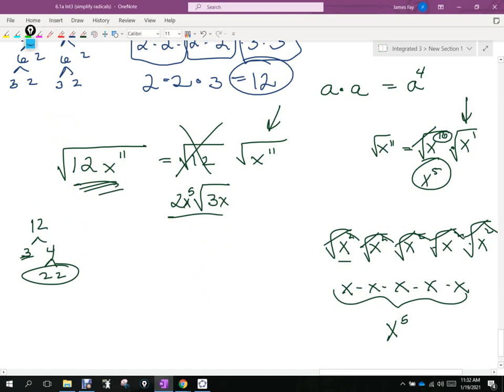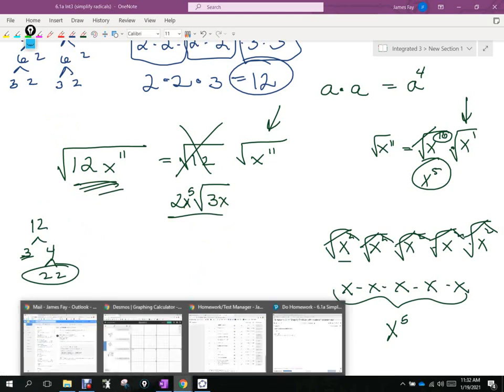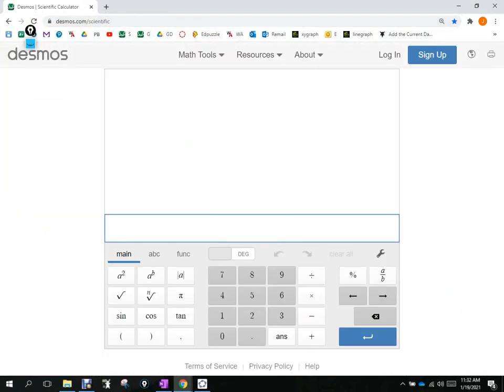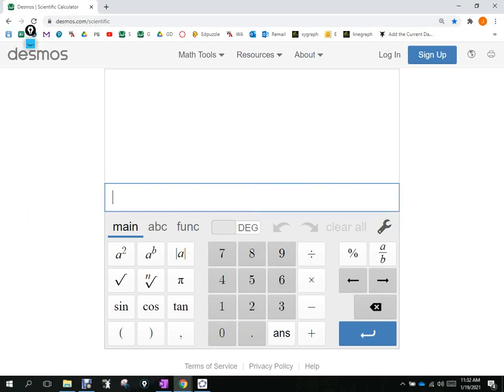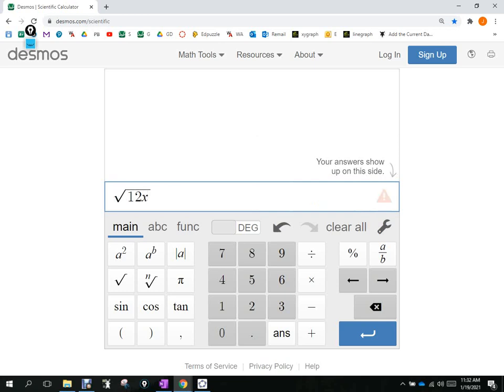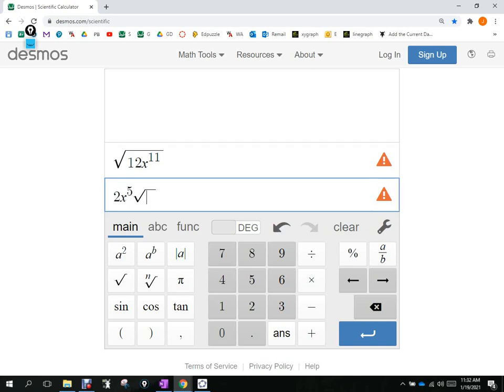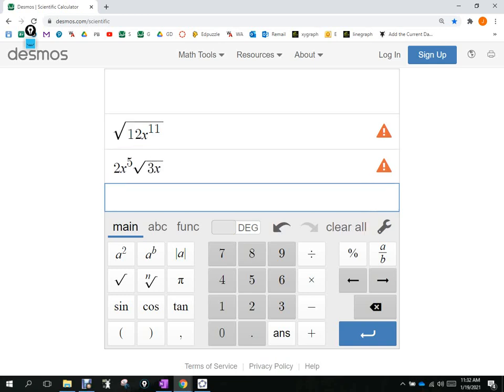Now, we can check this on our calculator as well. I think if you're going to use x, the scientific version of the calculator is the best. If I type in square root of 12x to the 11th, it's not going to know what to do. If I highlight that, it's going to say too many variables. I'm okay with that right now. We said that that should also be equivalent to 2x to the 5th times the square root of 3x. Again, it tells me to try to define x. So give me a number for x.